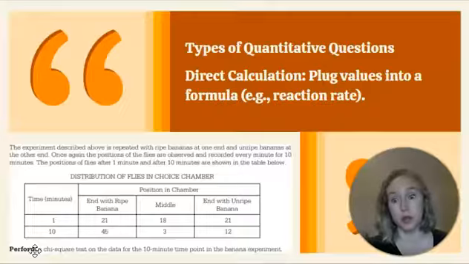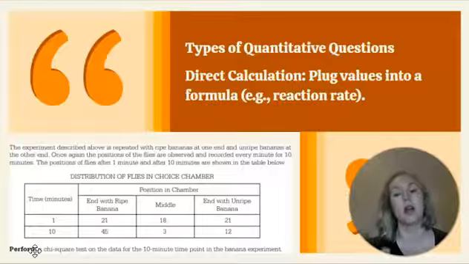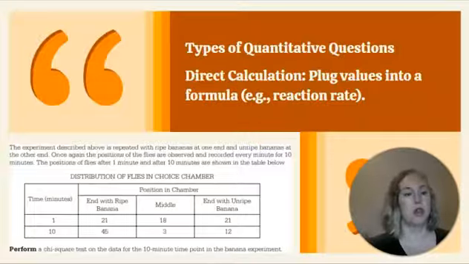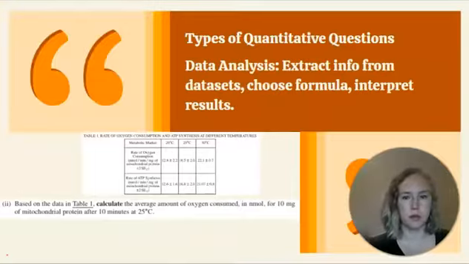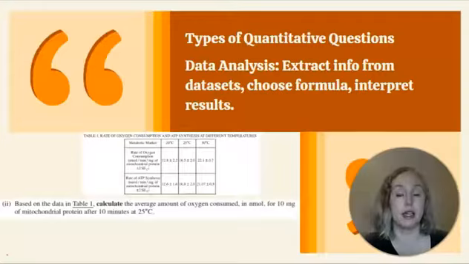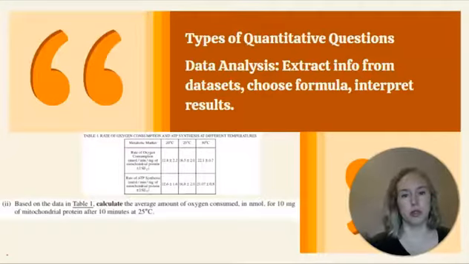You're going to need observed numbers and expected numbers, and these are your observed numbers at the 10-minute mark. And you're expected, and then you just plug in the numbers that you need. The second type is data analysis, where you're going to extract information from sets of data. So you have to pick the right numbers, choose a formula, and interpret these results.